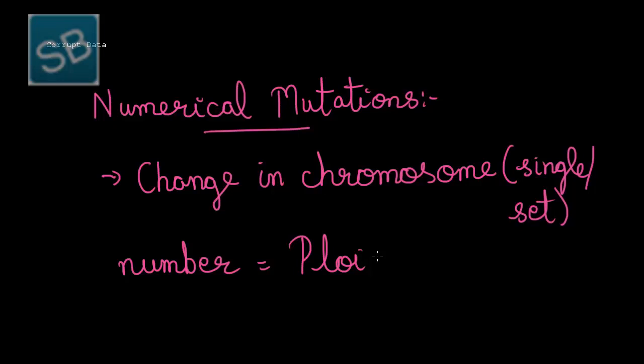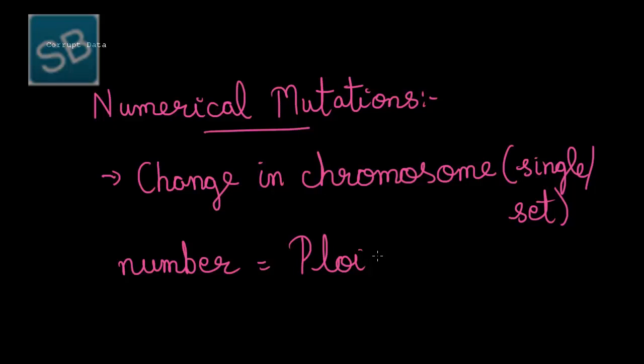Then comes the second type of numerical mutation, that is ploidy, called aneuploidy. Aneuploidy can be defined as the loss or gain of one or more chromosome in a set. That is, unlike euploidy, where the entire chromosome set is involved, here in aneuploidy, only one or more chromosome that is involved within a set undergoes numerical change. Like, as we all know that in a homologous pair of chromosomes, mainly two members occur. But due to this aneuploidy, either 1 or 0 or even 3 or 4 members can occur.